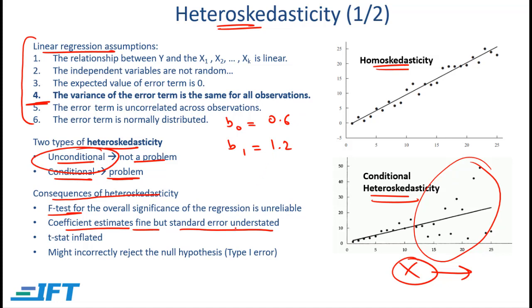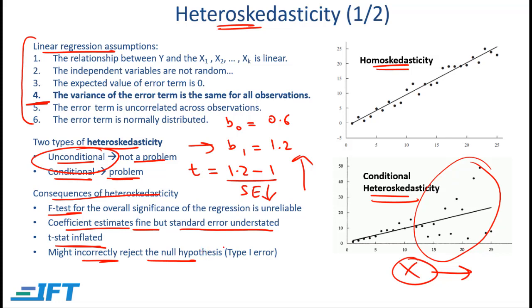If the standard error is understated, the t-stat will be inflated. Remember, we calculate the t-stat by taking the estimate. So if we are calculating the t-stat over here, it will be 1.2 minus the hypothesized value. Let's say the hypothesized value is 1, and then we divide by the standard error. If the standard error is understated, then the t-stat will be overstated. And if this happens, then we might incorrectly reject the null hypothesis.